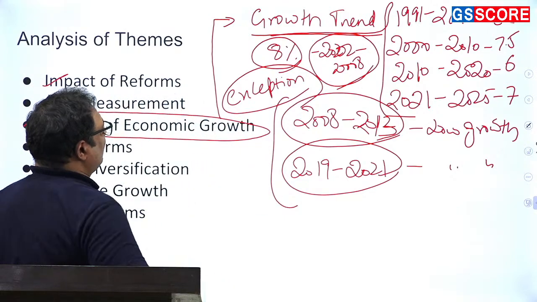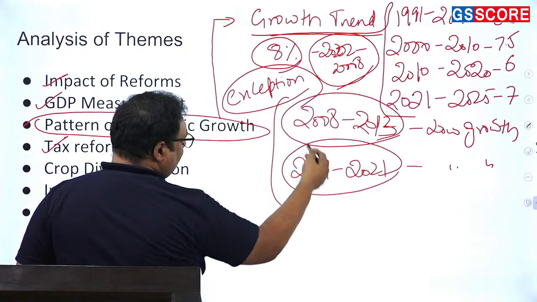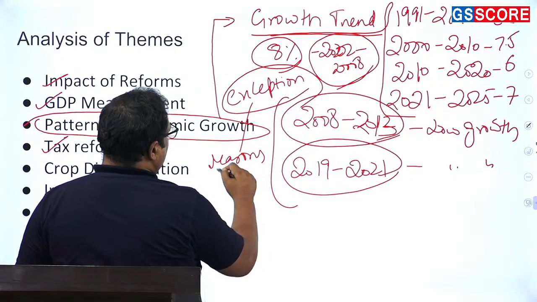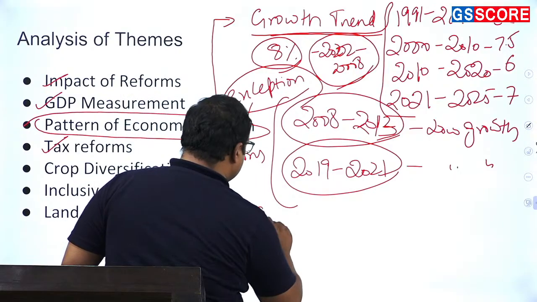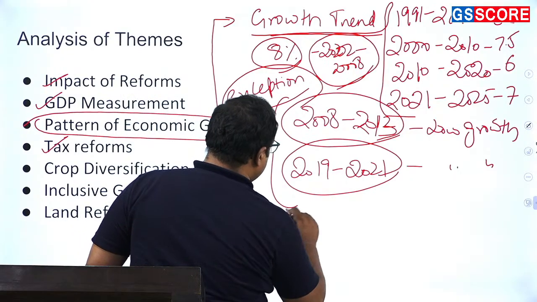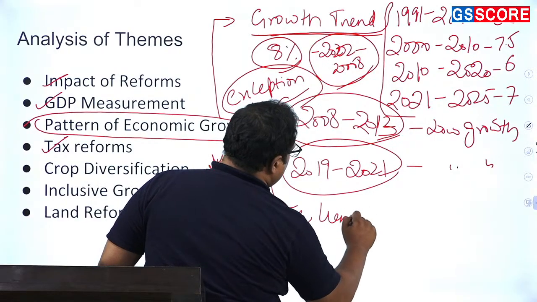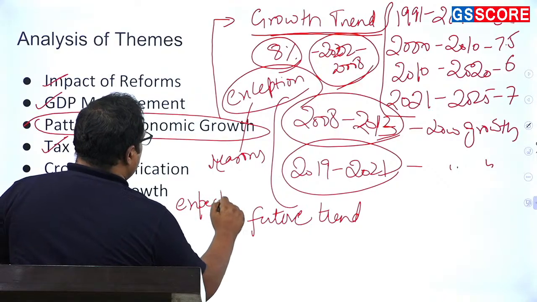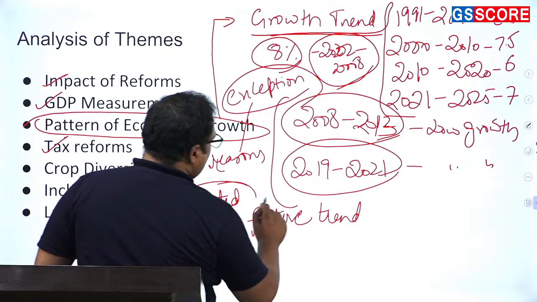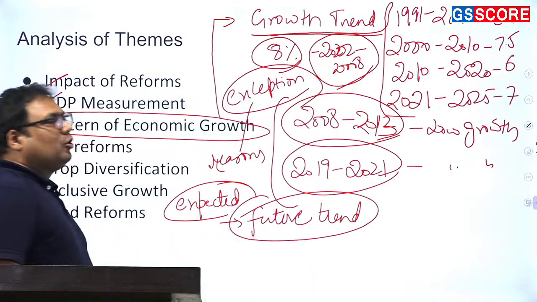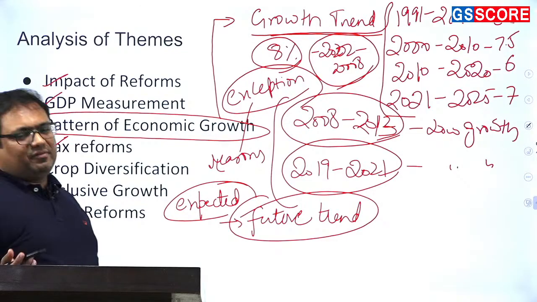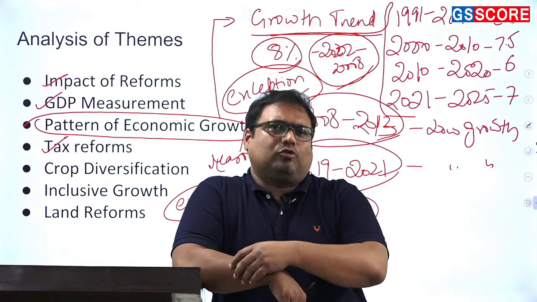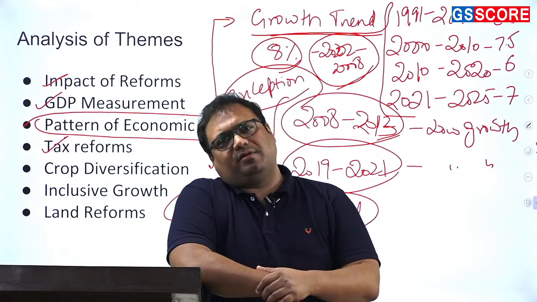Then, of course, reasons for these exceptions. Then future trend. These are always expected future trend. So for example, GDP growth estimate for India by IMF, that is your estimated future trend. RBI report also talks about estimated future trend.